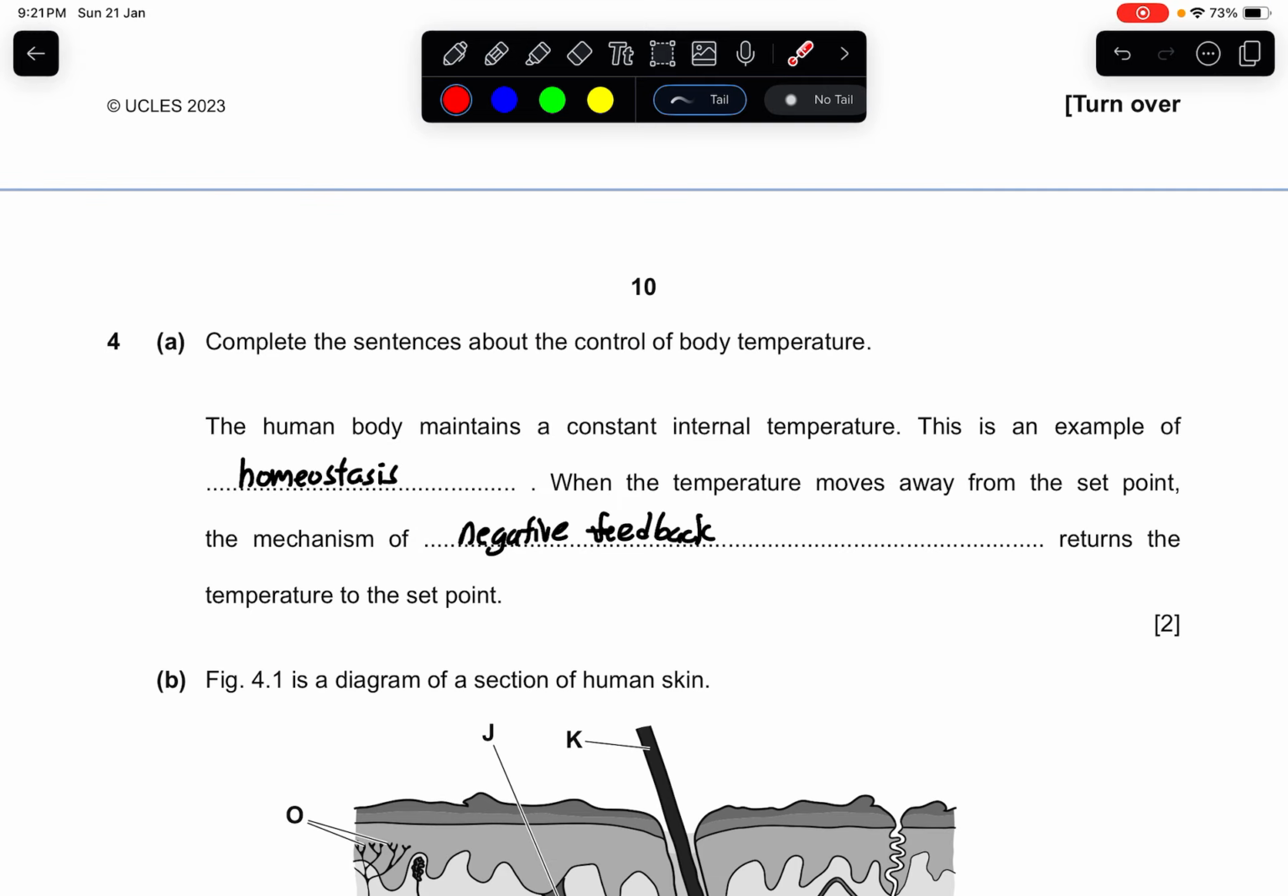Okay, question 4a. Complete the sentences about the control of body temperature. The human body maintains a constant internal temperature. This is the key word here already. This is an example of homeostasis because technically the definition is about here. When the temperature moves away from the set point, the mechanism of negative feedback returns the temperature to the set point. So what does negative feedback mean? If there's an increase in temperature, my body undergoes negative feedback and tries its hardest to make sure the temperature is back to its normal state. Otherwise, there will be a lot of complication in the body, for example.